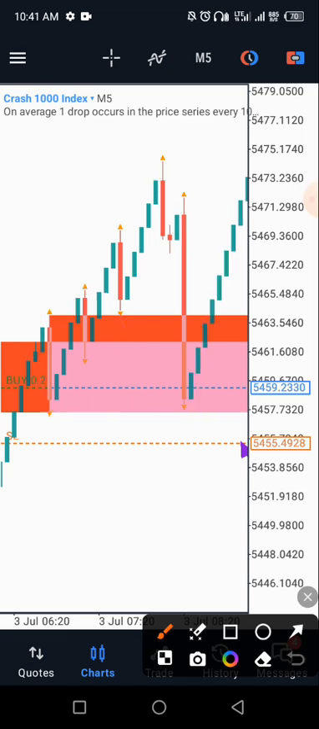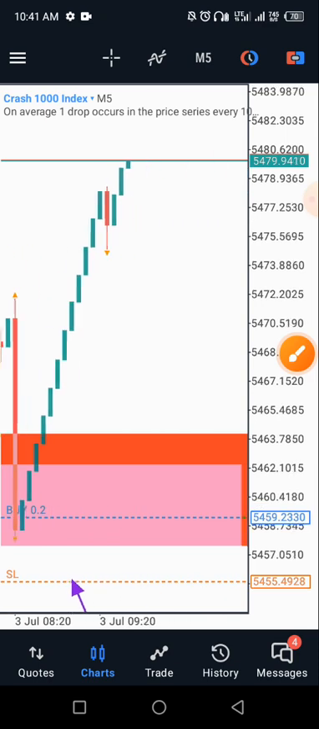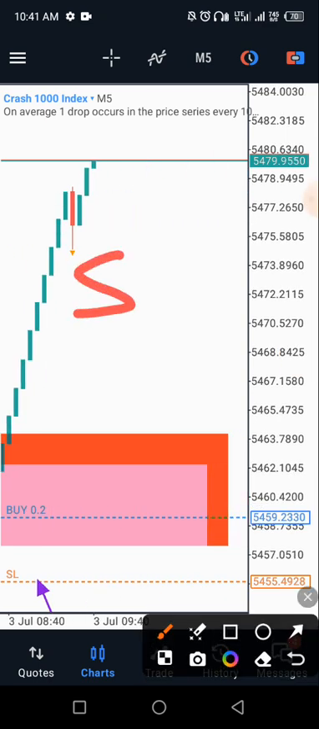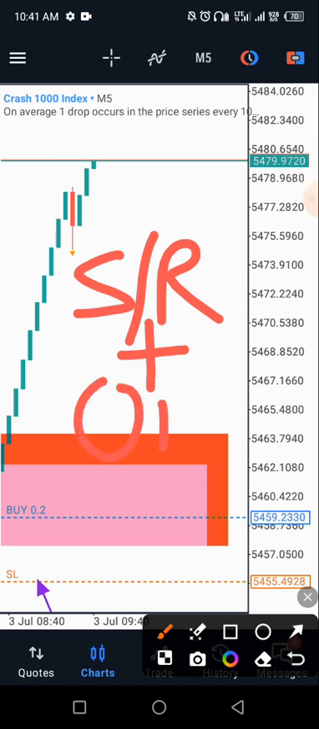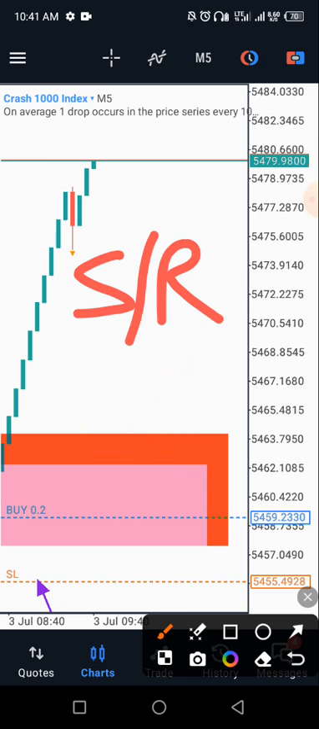So you can see this is how you want to use the support and resistance, and then if you want, you can combine it with the order block on the 5 minutes time frame, guys.